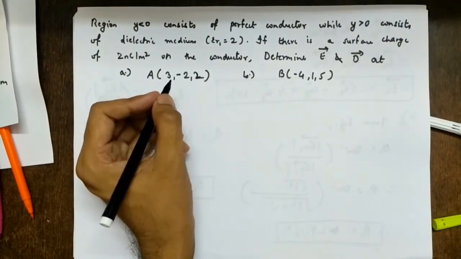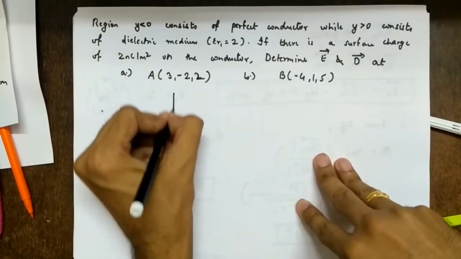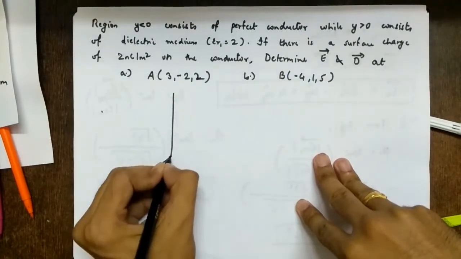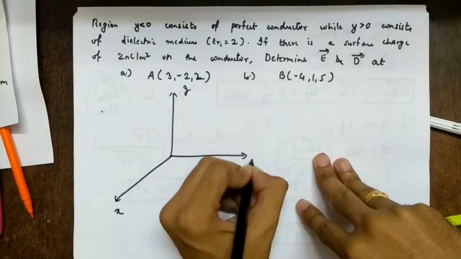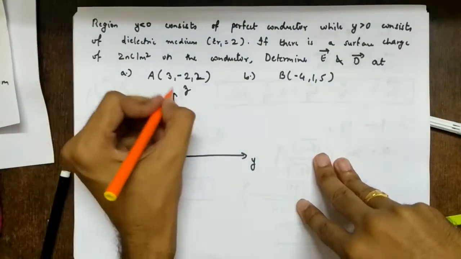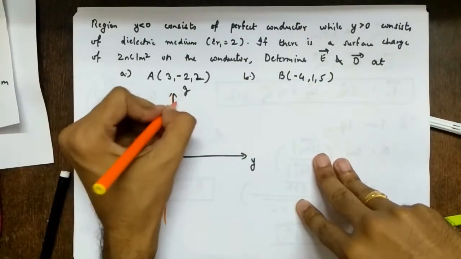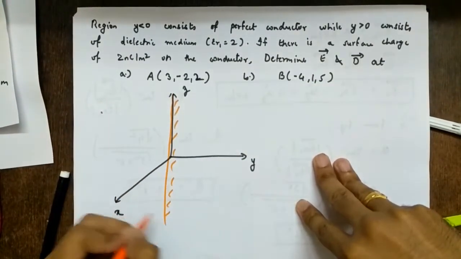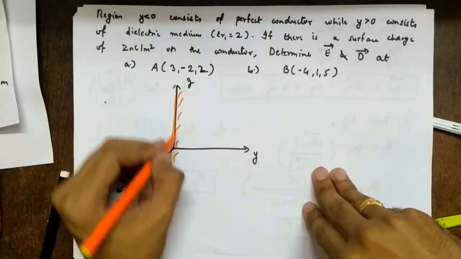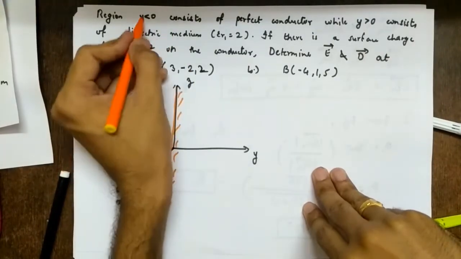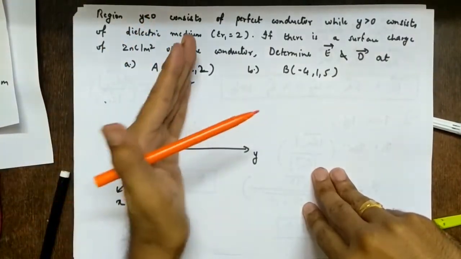So let me draw the coordinate system. So again we'll have the same coordinate system, but the position of the boundary has changed. So this is z, this is x, this is y, right? So this is my interface. So what do I have to do? Why is this my interface? Have you got y plane, right? Means xz. So this is my interface now.